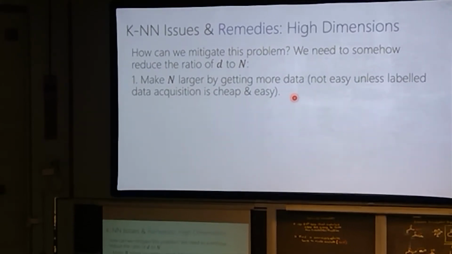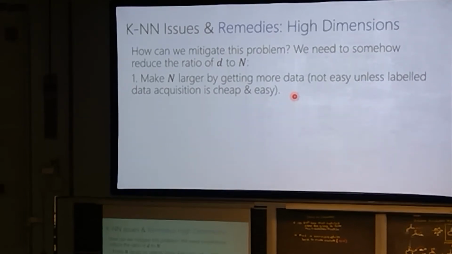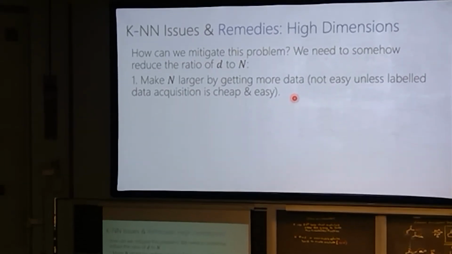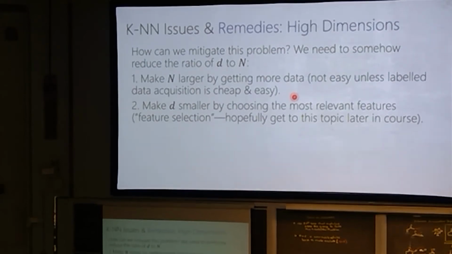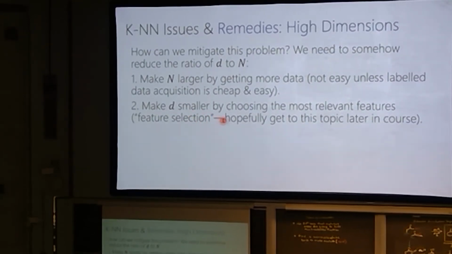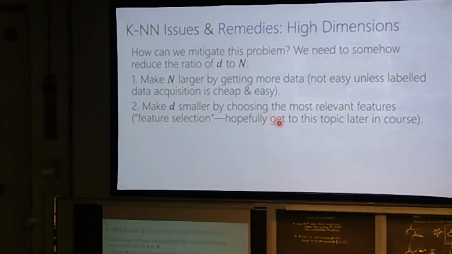And so in some domains you could do that, right? If you're just collecting images and it's easy to get labels or something like this. But of course in many domains you can't just get more data. So the other thing we can do is we can make the dimensionality smaller in a number of ways. So one would be by choosing the most relevant features somehow.